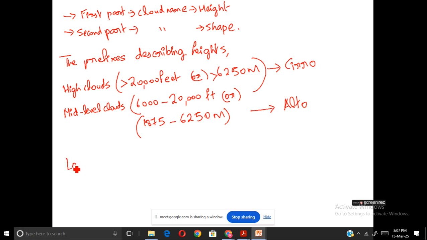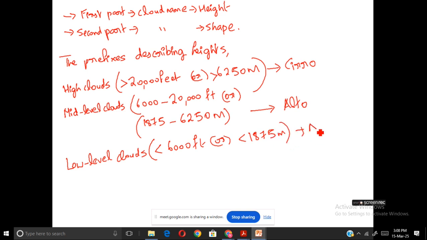And third, the low-level clouds, which are generally found at a height of less than 6,000 feet, or less than 1,875 meters, or less than 2 kilometers. They don't generally have a prefix.